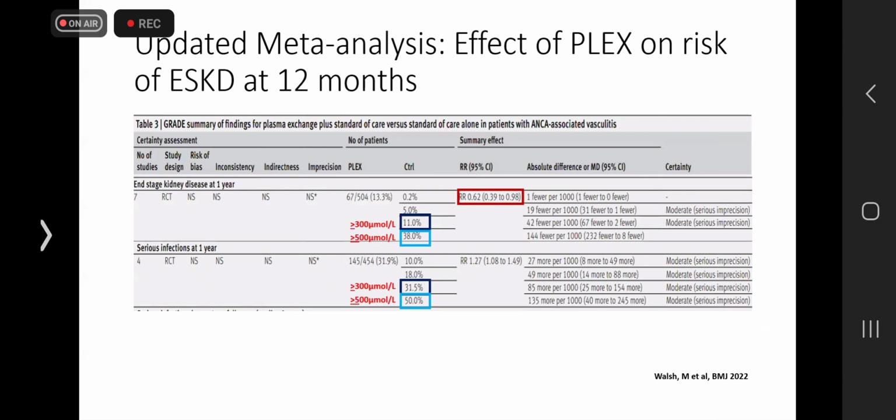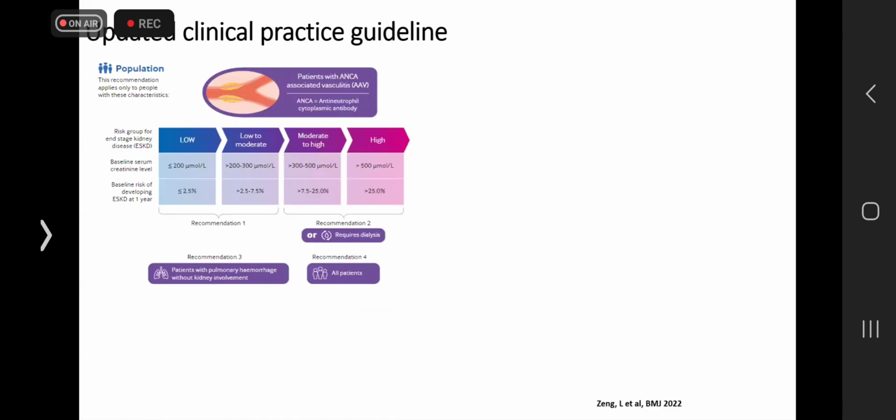And the absolute risk reduction in patients with a creatinine greater than 3.4 milligrams per deciliter was about 4.6%. And in patients who had a serum creatinine greater than 5.7 milligrams per deciliter, it was 16%. But what you also notice at the bottom is that concomitantly, there was a higher infection risk in both of these groups. So based on the meta-analysis, there was an updated clinical practice guideline.